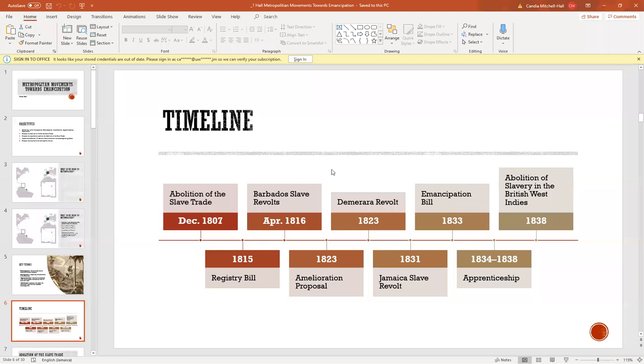1823. Now, the enslaved people in Demerara, who did Demerara the other day for the presentation? Tell me how the Amelioration Proposal of 1823 influenced the Demerara Revolt. Sir, they gave them new improved working hours. Yes. They removed whipping. Yes. And less time on the field. Very good, you're very correct. But the enslaved people in Demerara thought that the amelioration proposal meant what?